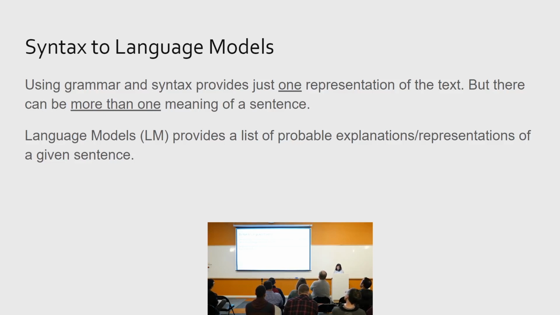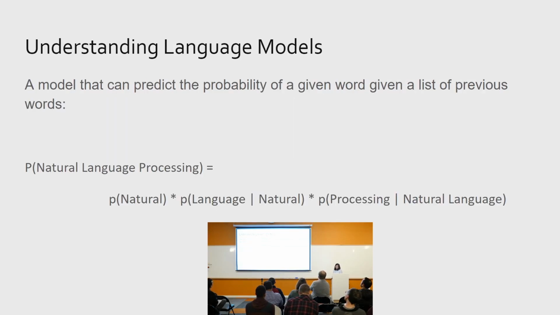So if you have a model that can predict the probability of a given word based on a list of previous words. If you have the phrase natural language processing, what's the probability of all of these three words occurring together? It's the probability of the word natural, times the probability of the word language given you already have natural, times the probability of the word processing given that you already have natural and language.